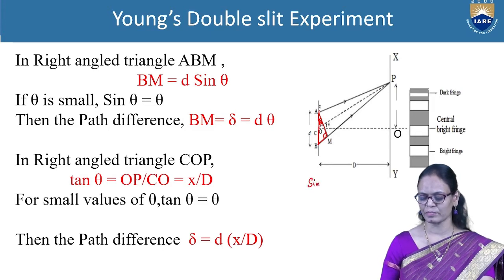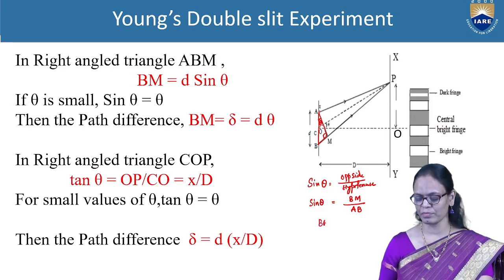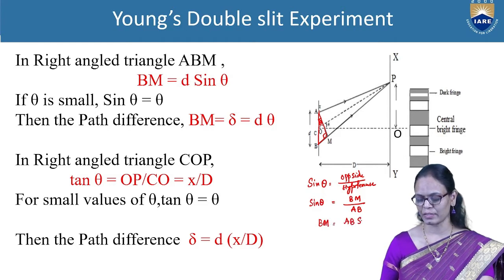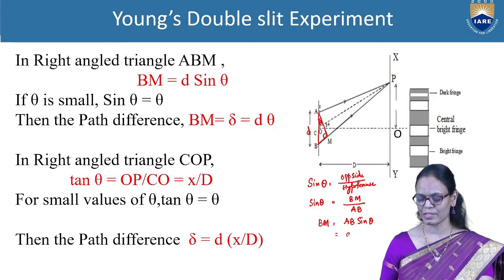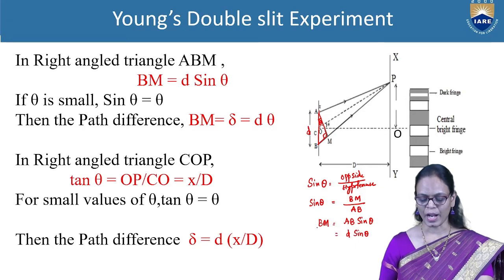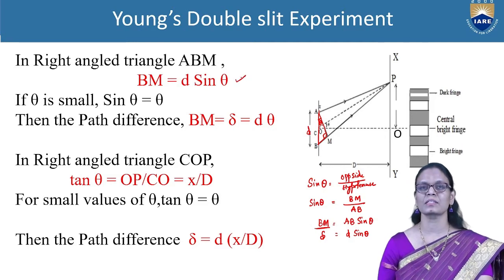So sine theta is equal to opposite side upon hypotenuse. The opposite side is BM and the hypotenuse is AB. So sine theta is equal to BM upon AB. So BM is equal to AB sine theta, and AB is equal to small d. So we can write it as small d sine theta. And BM is nothing but delta, the path difference between the two waves. So delta is equal to d sine theta.